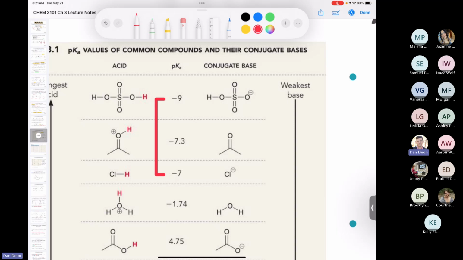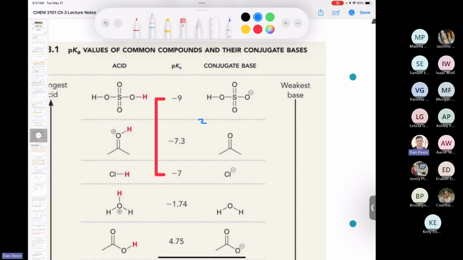They're both dangerous. I wouldn't want to get either of them on my skin. But the difference between -7 and -9 is 2, right? So how many times stronger of an acid is sulfuric than hydrochloric? It's 2 is the difference between the two, right?